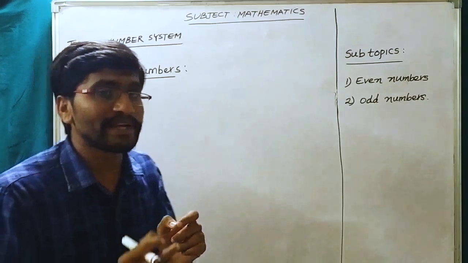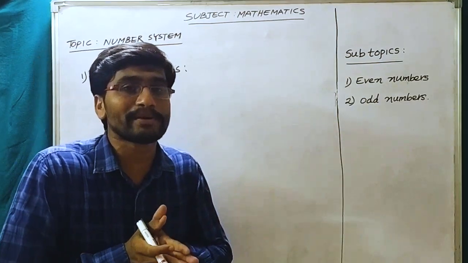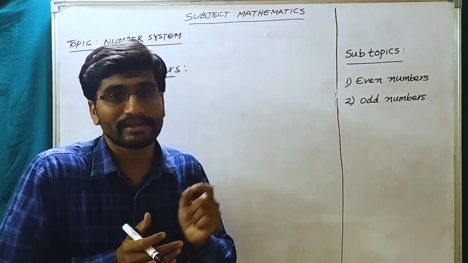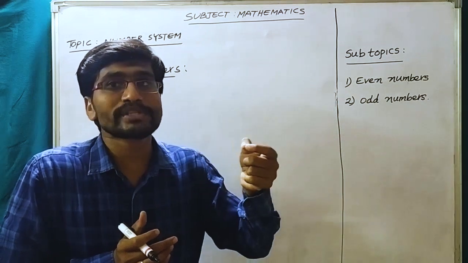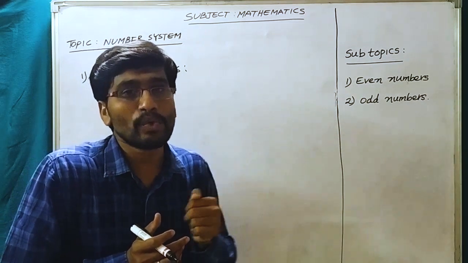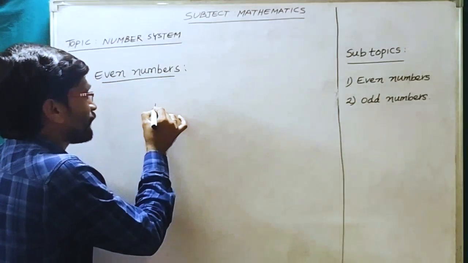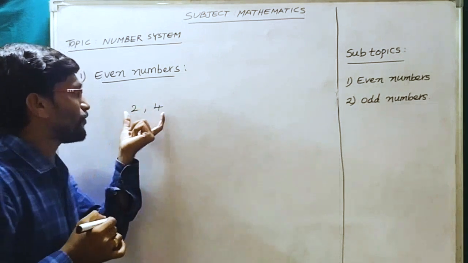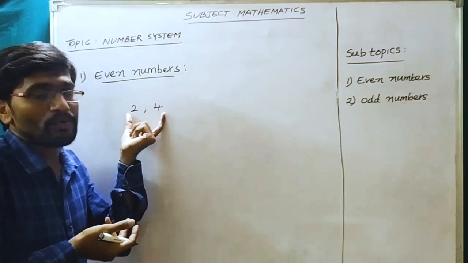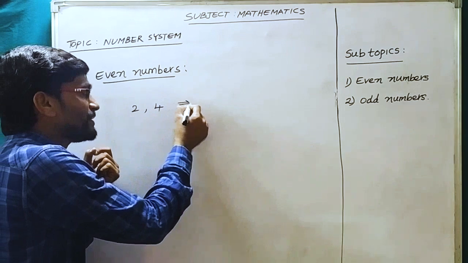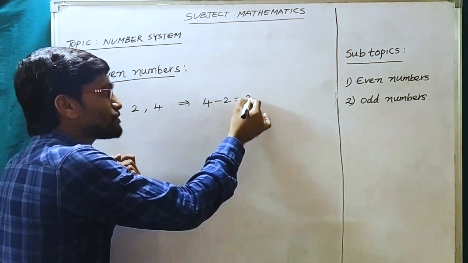The difference between any two consecutive even numbers is always 2. 4 and 2 are consecutive even numbers. The difference between them, 4 minus 2, gives what?